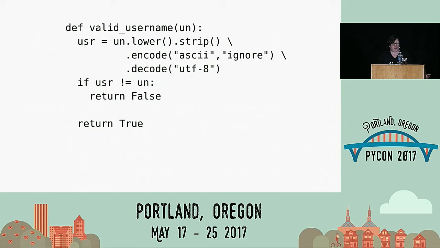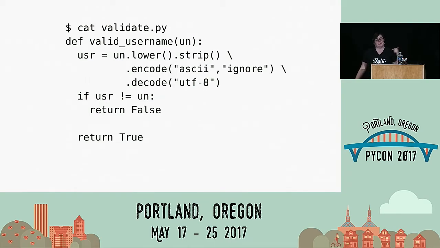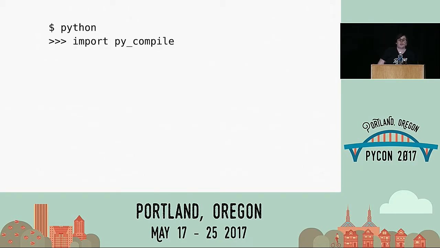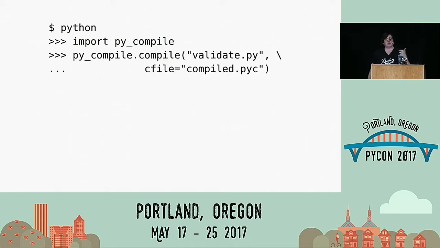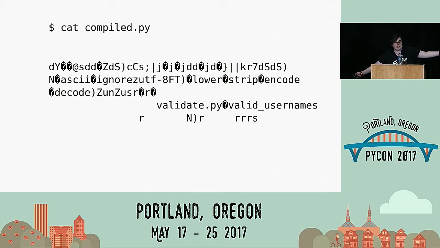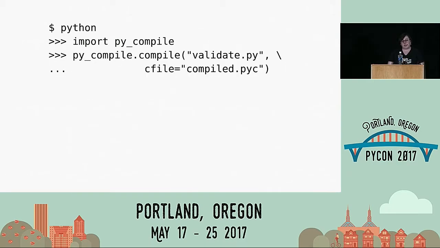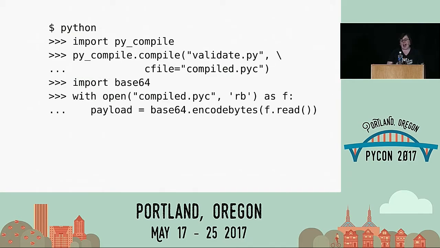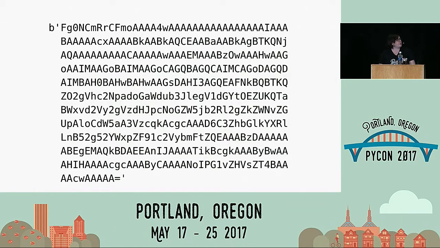So here's our Python function from before. If we were to put that function into a file called validator.py, and then we open up our Python interpreter, we import py_compile, and then we ask it to compile validate.py and put the output of that into compiled.pyc. The pyc file then is gobbledygook, but we can see that the content still has our lower, our strip, our encode, valid username. Instead of using that gobbledygook, because copy and paste of an emoji in Unicode is terrible, what we can do is import base64, and then encode our file in just base64. If we then print that out, it's something very easy to copy and paste.